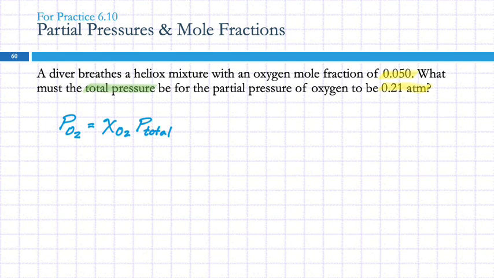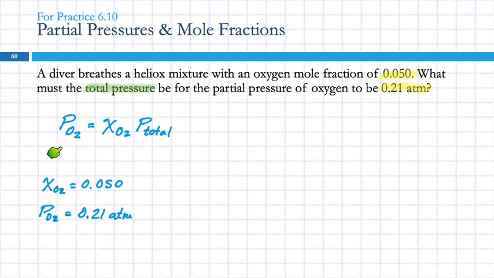So what have they given us here? Well, oxygen mole fraction is 0.050. And we want the partial pressure of oxygen to be 0.21 atmospheres. Because that's what we have at sea level. This is what we're used to.